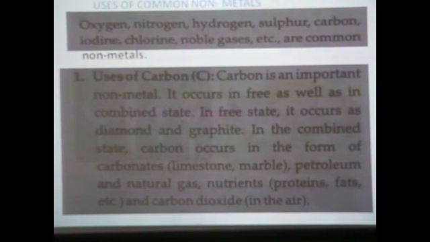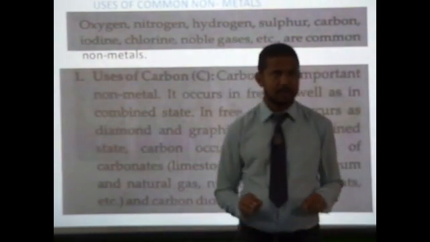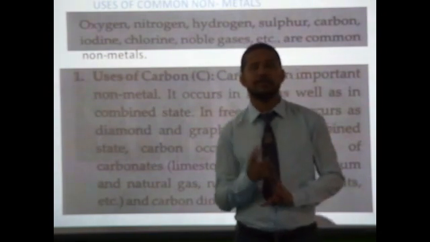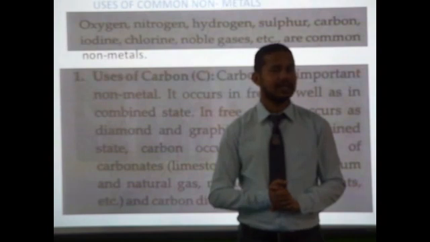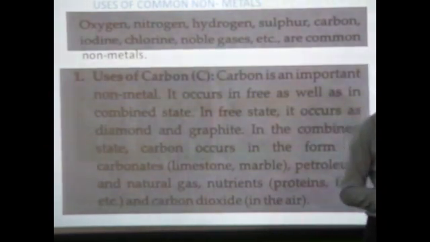In the combined state, carbon occurs in the form of carbonates, limestone, marble, petroleum and natural gas, nutrients, proteins, fats, etc., and carbon dioxide in the air. That means in free state, name the carbons which occur in free state. Diamond and graphite. Diamond and graphite are the carbon which are present in free state.